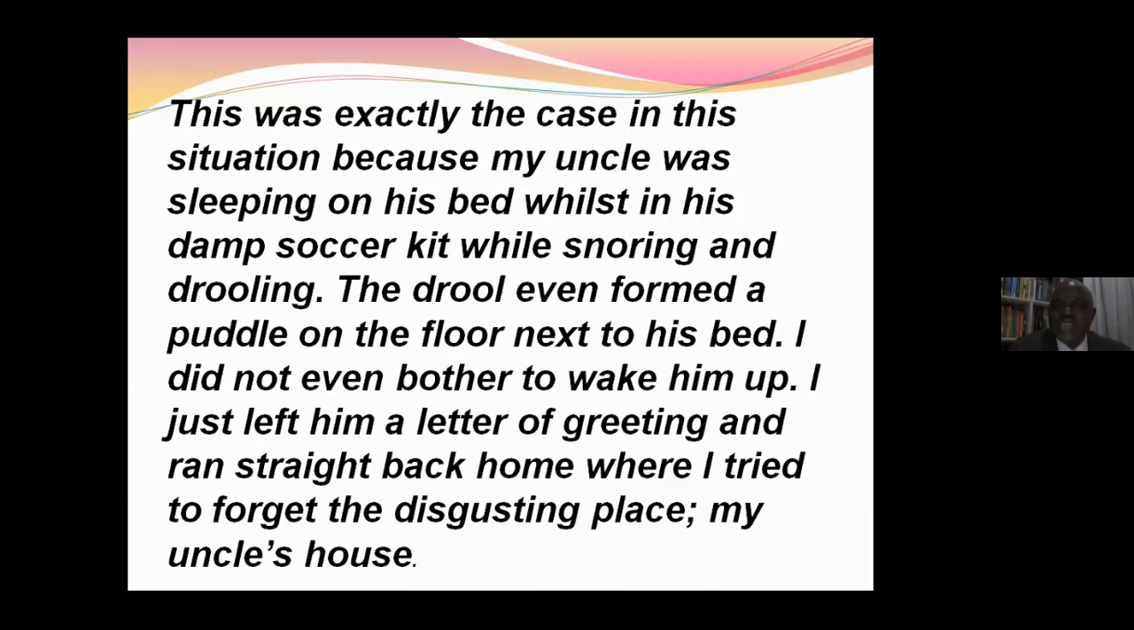This was exactly the case in this situation because my uncle was sleeping on his bed whilst in his damp soccer kit while snoring and drooling. The drool even formed a puddle on the floor next to his bed. I did not even bother to wake him up. I just left him a letter of greeting and ran straight back home where I tried to forget the disgusting place, my uncle's house. That is recorded in the English composition on page 33.